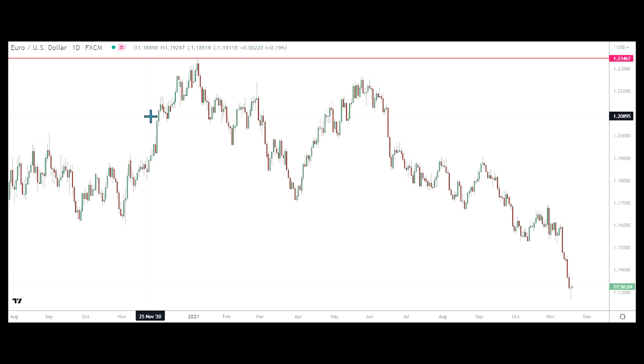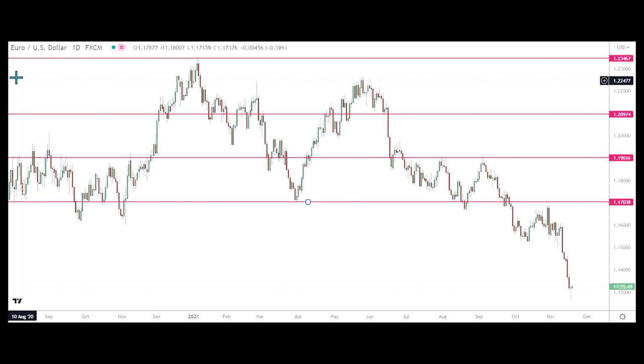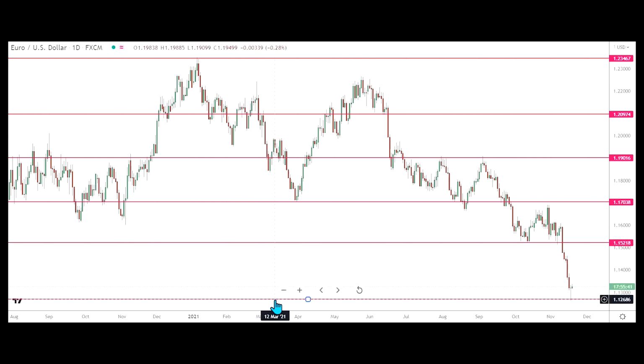Let's see, another one is right here. Another one is right here, you can see. Another one is right around here. And one right here. And then the last one is right here. So those are the support resistance levels I've drawn.